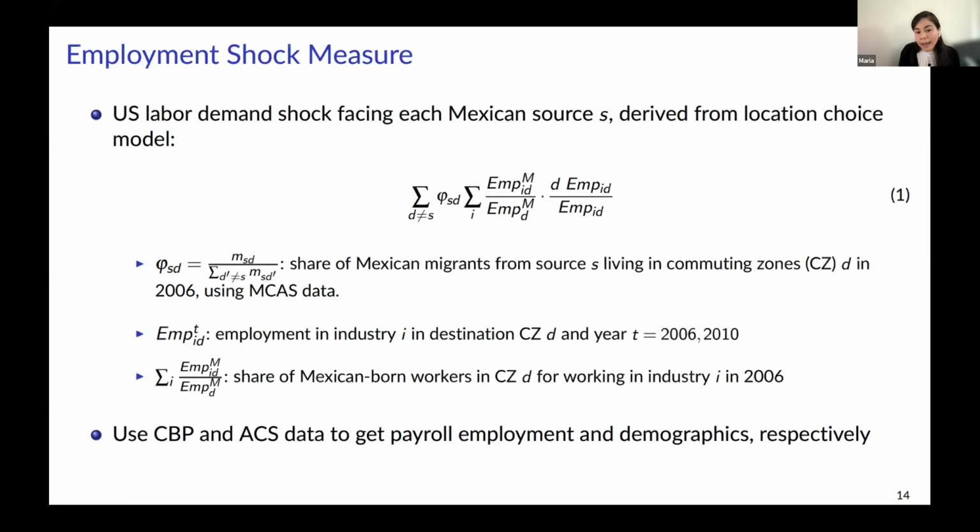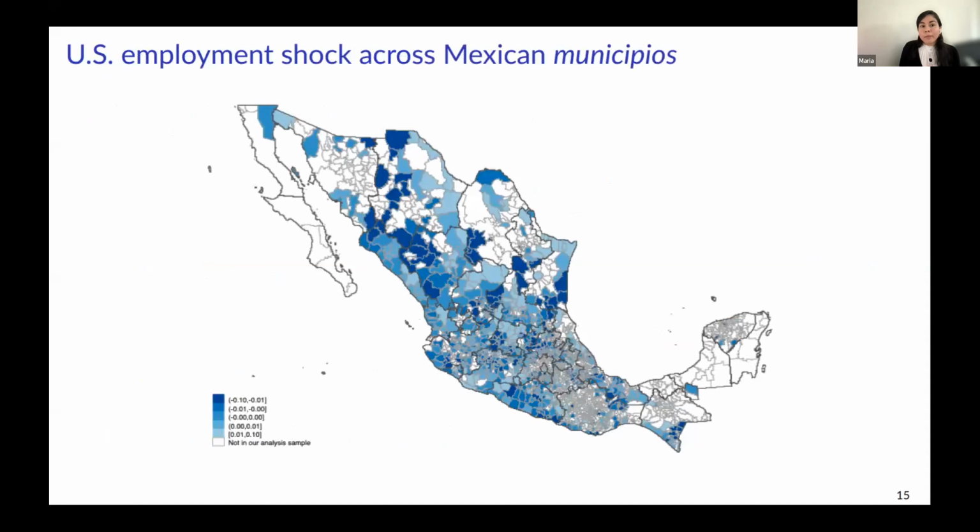We use County Business Patterns and American Community Survey data to get employment and some demographic characteristics on Mexican workers in the US. Now, here you can see the variation in the US employment shock across Mexican municipalities. Again, places in dark blue are municipios facing larger employment declines, and this is the variation that we finally use in our analysis.